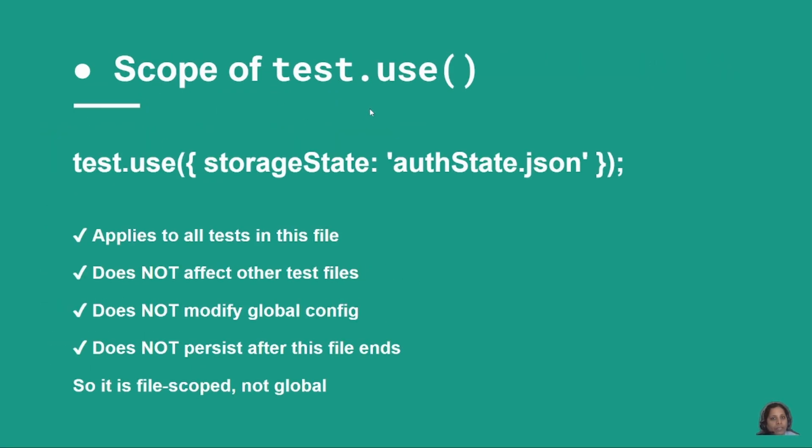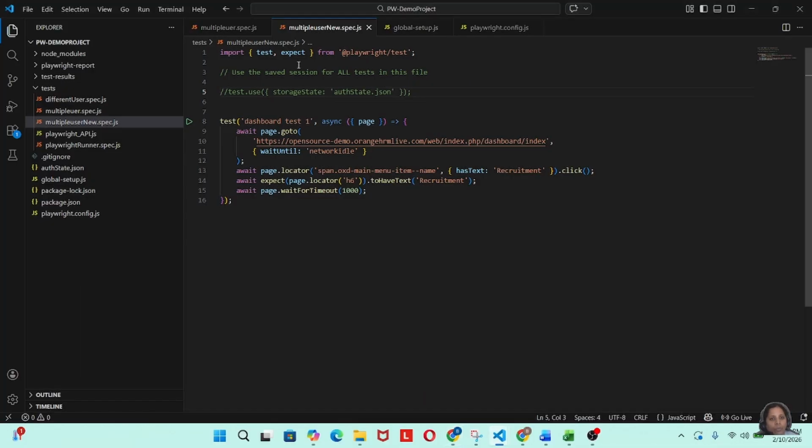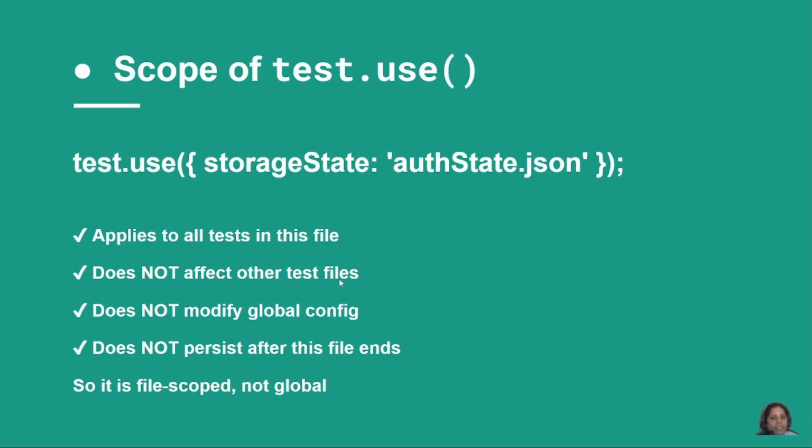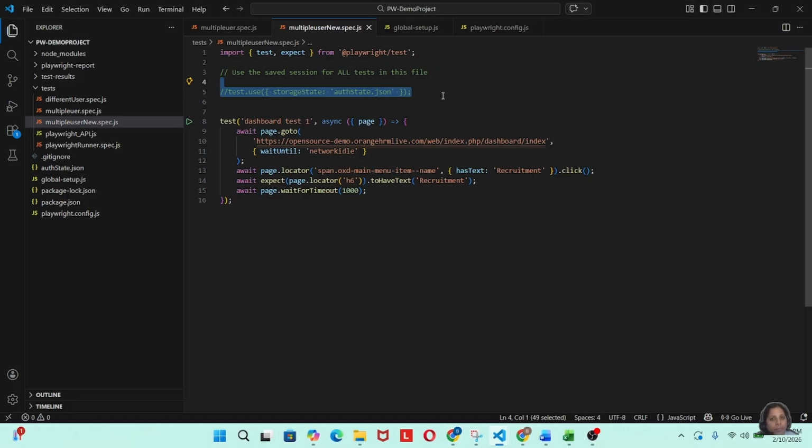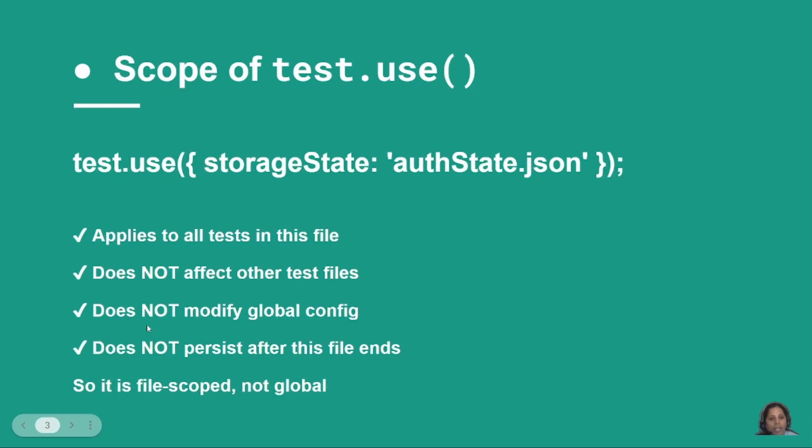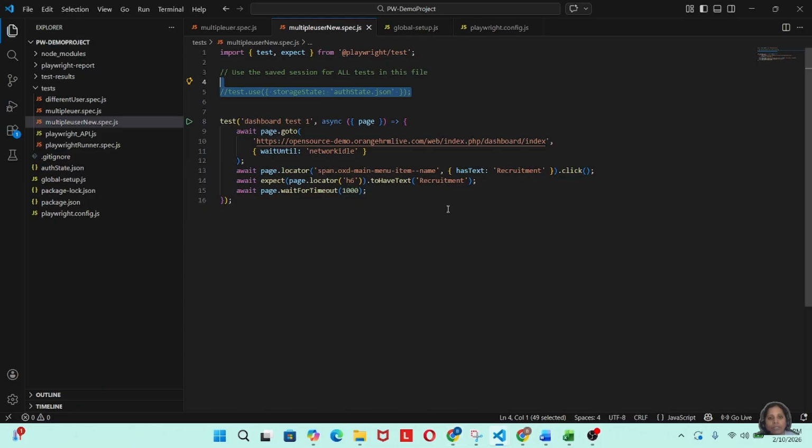The scope of the test.use is it applies to all the tests in the file. If you're writing multiple tests, this one will be applicable to all the tests which you are going to write. Okay, and it does not affect the other test file. If you're writing this particular line only in this file, the other files will not be bothered. It does not modify the global config, and it does not persist after this file ends. Once this file ends, that's all. It will not persist for other files.